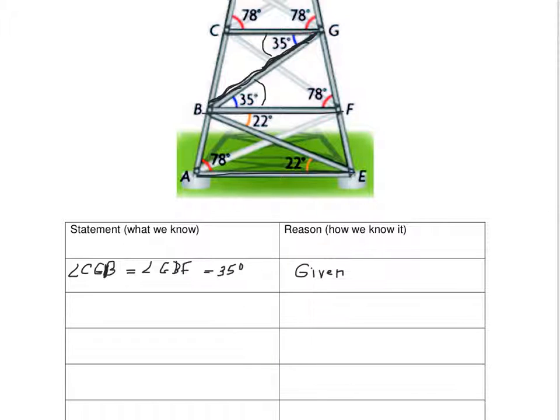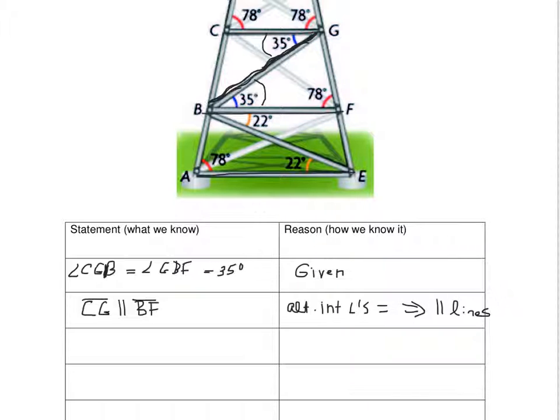So since they're both 35 degrees and they're alternate interior angles, then we can say that line CG has to be parallel to line BF, because alternate interior angles equal implies parallel lines.